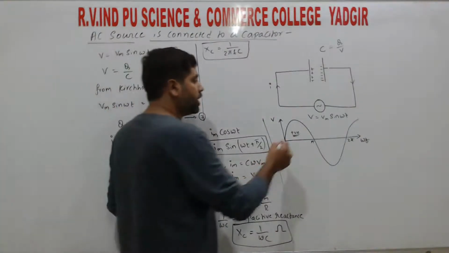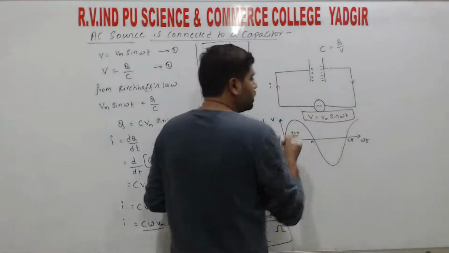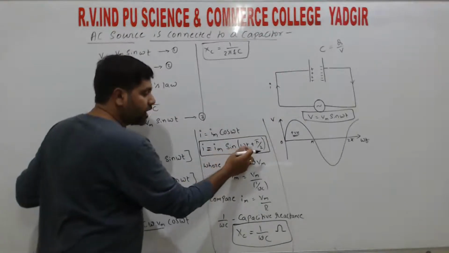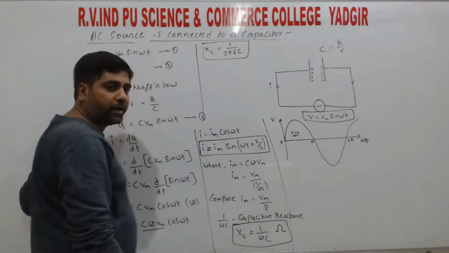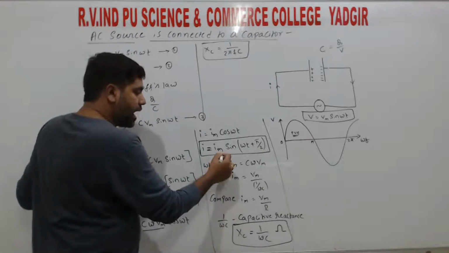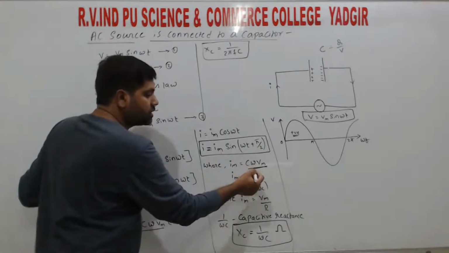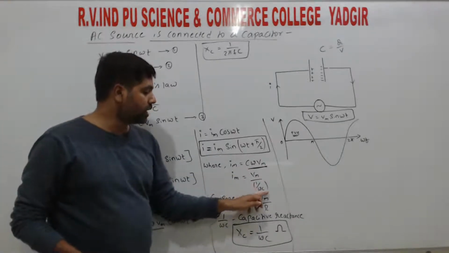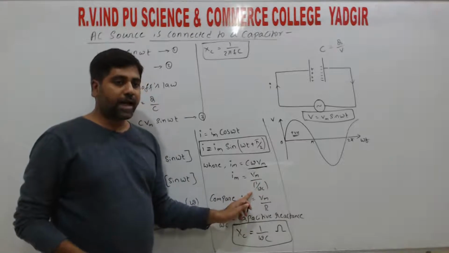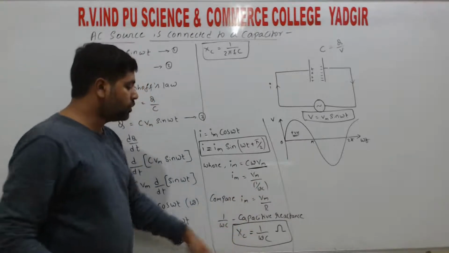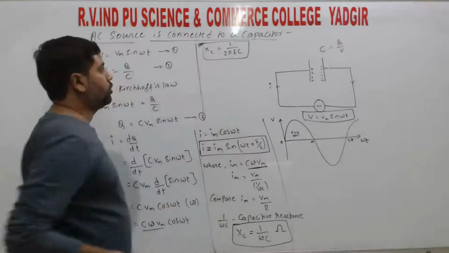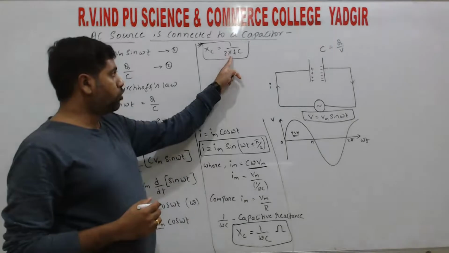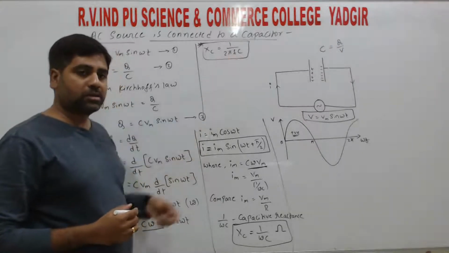Here the applied voltage is V is equal to Vm sin omega t, and the current flowing in the circuit is I is equal to Im sin omega t plus pi by 2, right? Here Im is a constant and its value is C omega Vm. We can rewrite this as Vm by 1 by omega C. This we call the capacitive reactance. Very important while solving problems, you have to remember this, right? Capacitive reactance is 1 by 2 pi f C, or 1 by omega C.